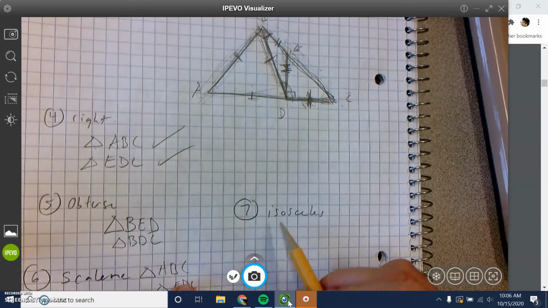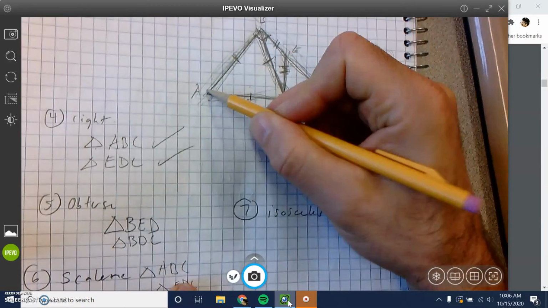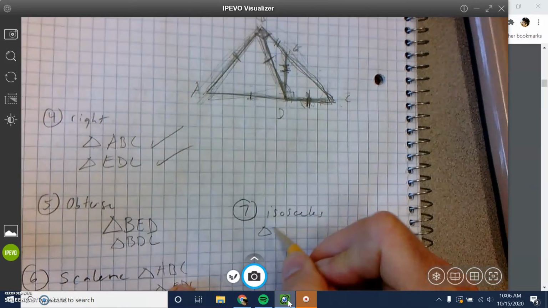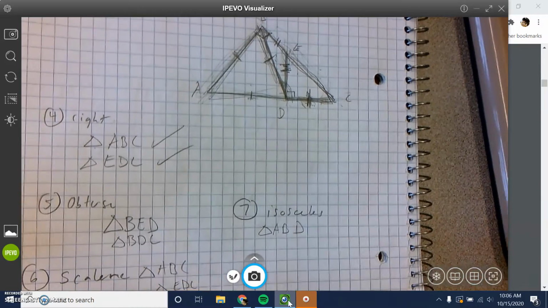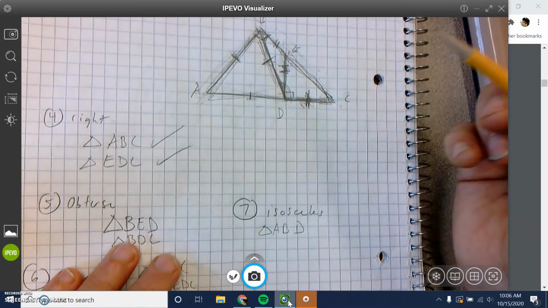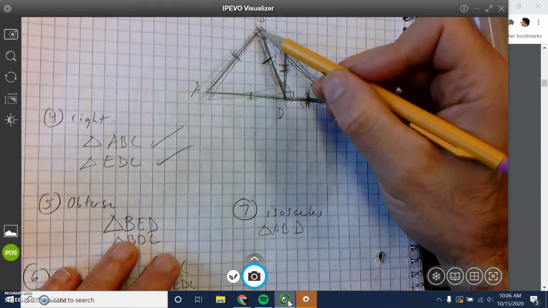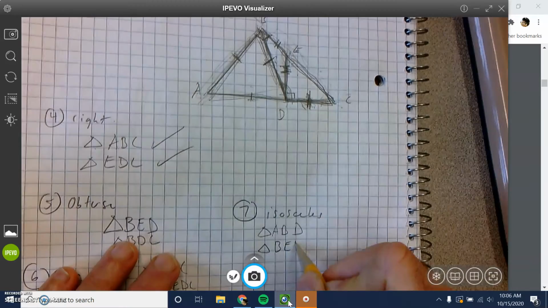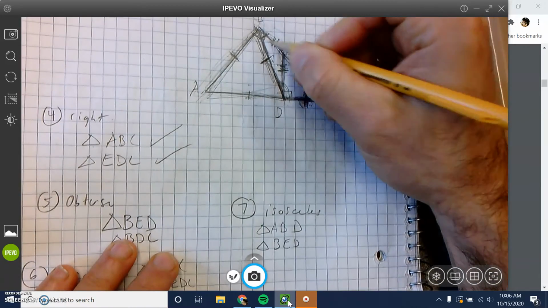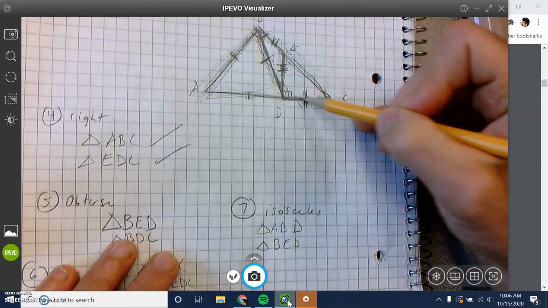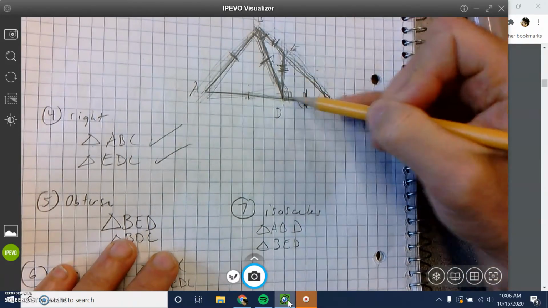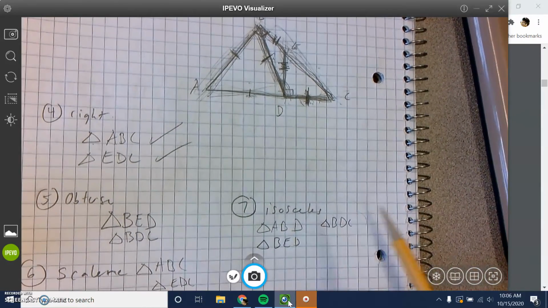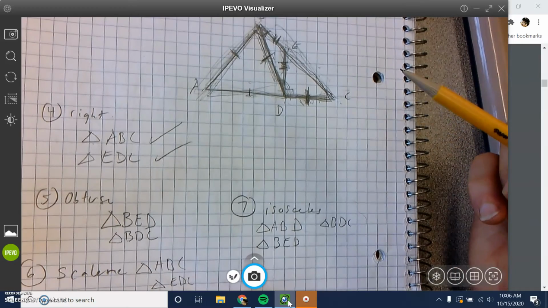So 7, isosceles. One of the things we know is that equilateral triangles are also isosceles because they have at least 2 sides congruent. So A, B, D, that's equilateral, but it's also isosceles because it has at least 2. Any other ones? Yeah. B, E, D, because you have these 2 sides congruent. And you have B, D, C, because you have these 2 sides congruent. So triangle B, D, C. There we go. Anything else? No, I think we're good.